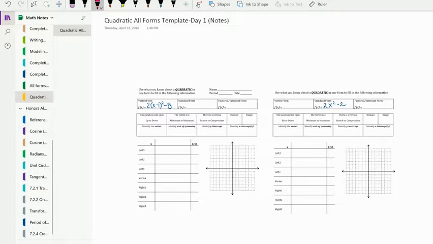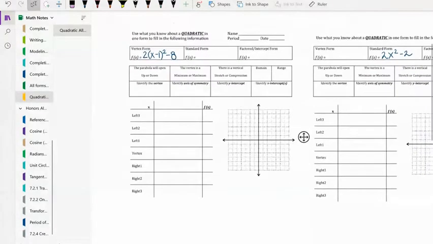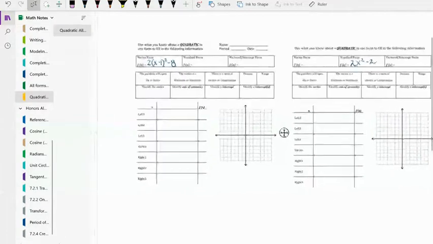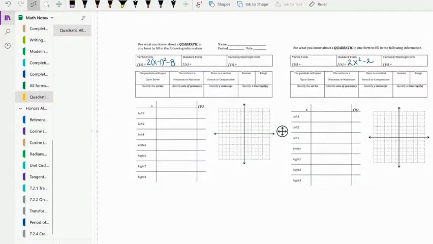We are going to be looking at this quadratics all forms template. So this will be our first day. And what this is basically, we're going to be translating different forms to another form. So go ahead and make sure you have this printed out, and then you will write and follow along, and then you'll have this for homework as well. So you'll have two that we're doing together, and then you'll just have two for homework.